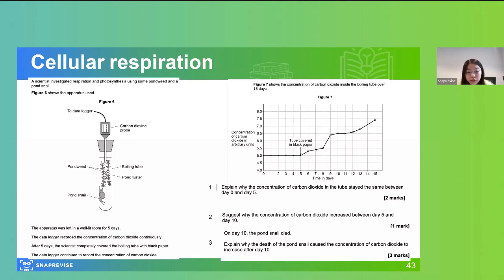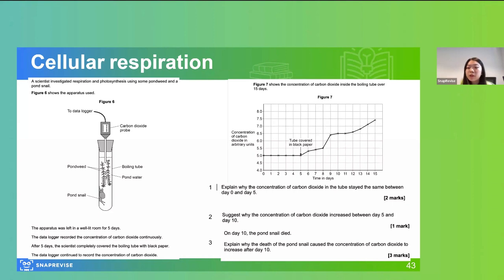It tells you that after 5 days, the scientists completely covered the boiling tube with black paper. When you completely cover the boiling tube with black paper, no light is going in. That's the first thing I can think of. Absolutely no light, because it's black paper. If there's no light, what process doesn't happen? Photosynthesis. So if there's no photosynthesis, no carbon dioxide is being taken in, and therefore carbon dioxide is only being released through respiration. Therefore, there's an increase. That is the second question.